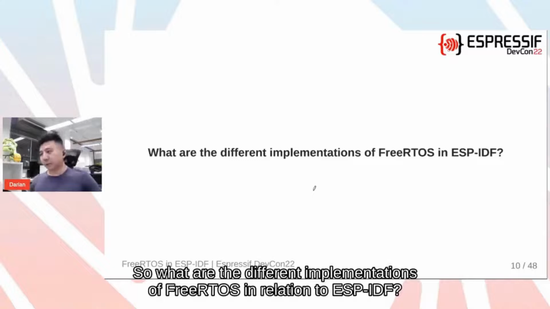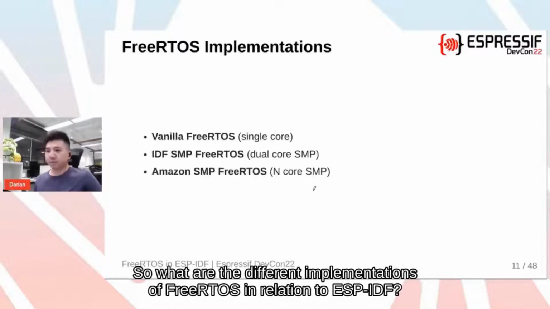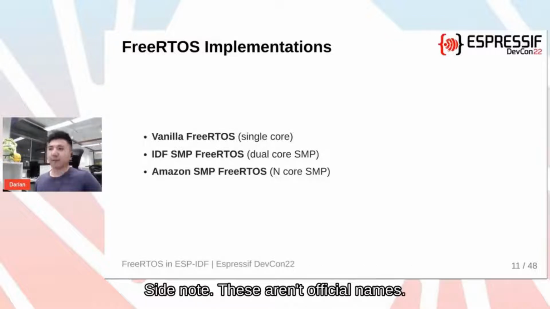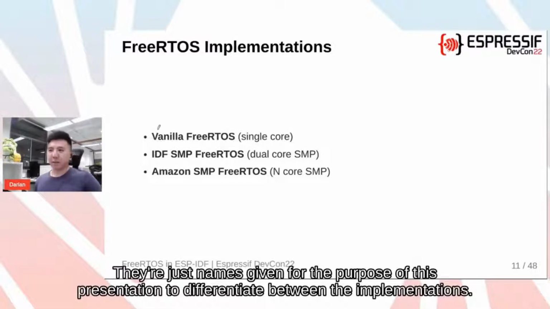So what are the different implementations of FreeRTOS in relation to ESP-IDF? There are three, which are vanilla FreeRTOS, IDF SMP FreeRTOS, and Amazon SMP FreeRTOS. Side note, these aren't any official names. They're just names given for the purpose of this presentation to differentiate between the implementations.